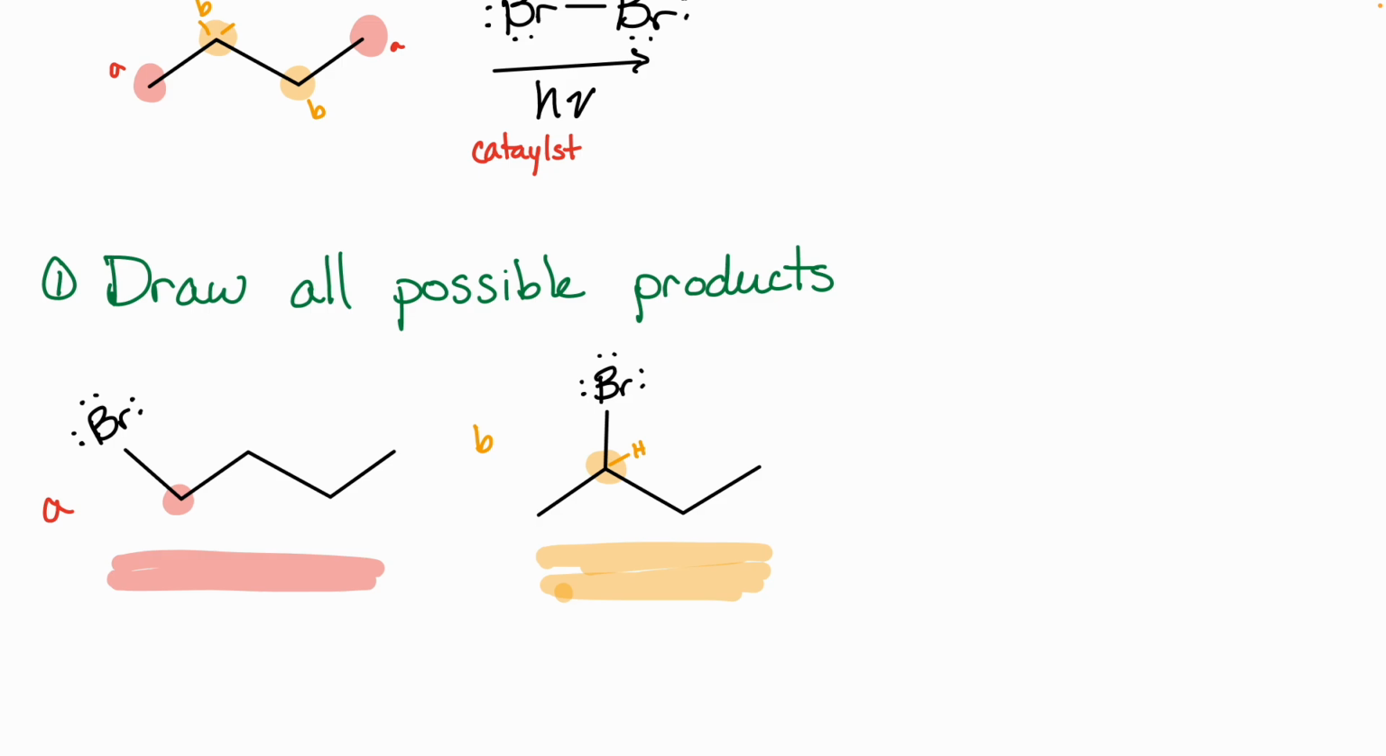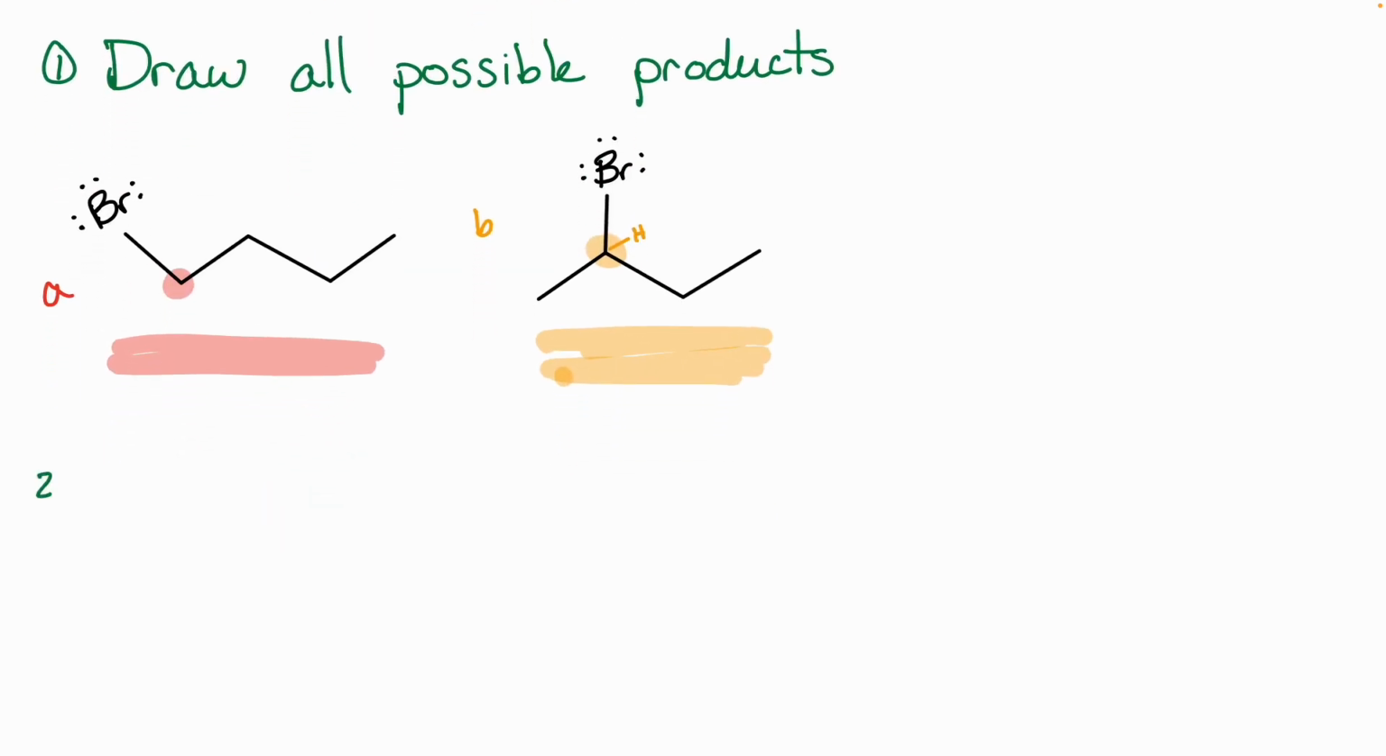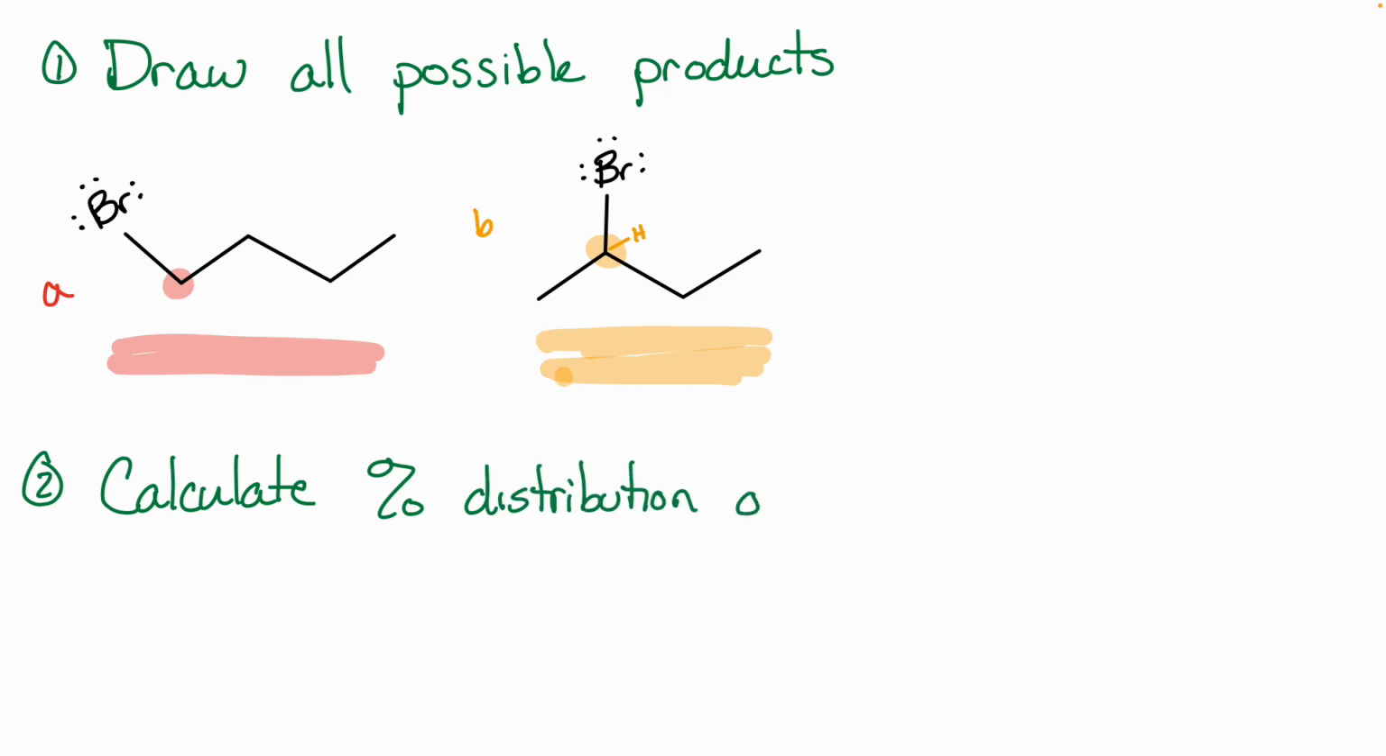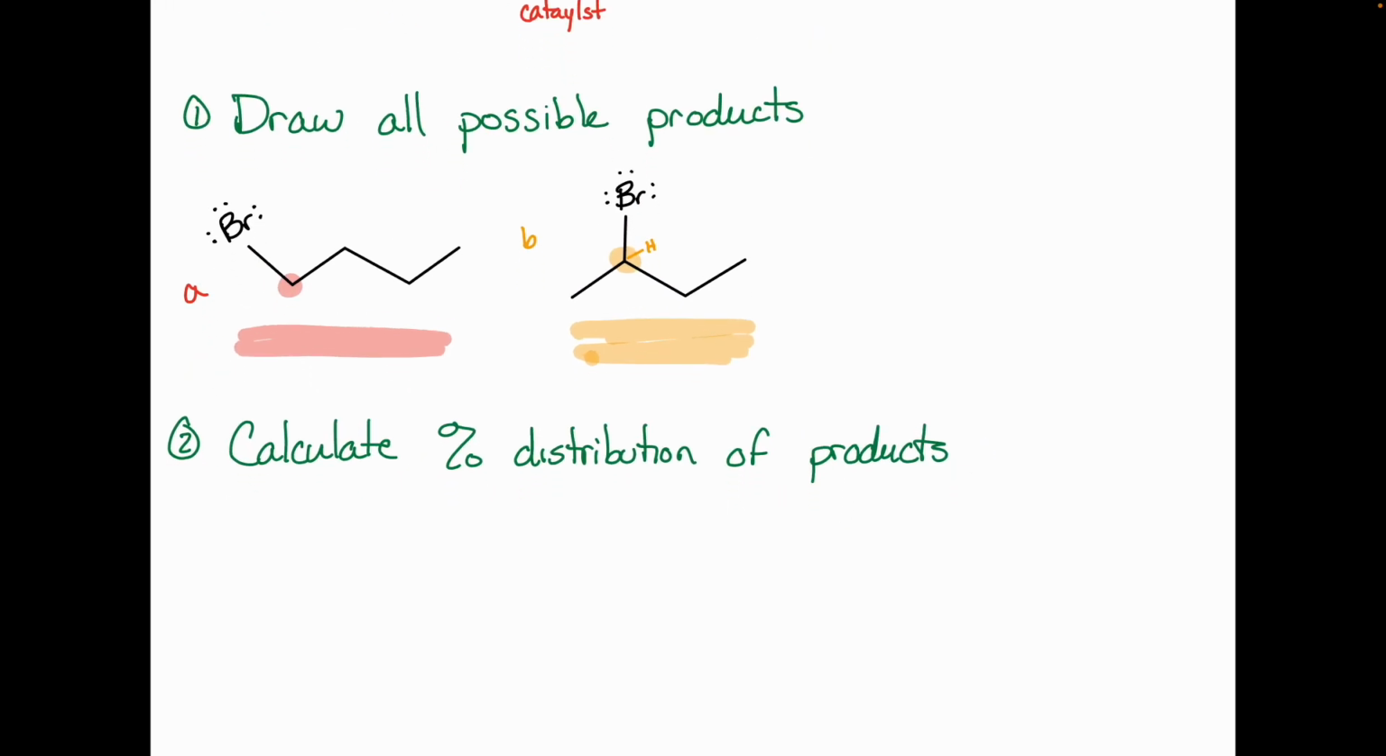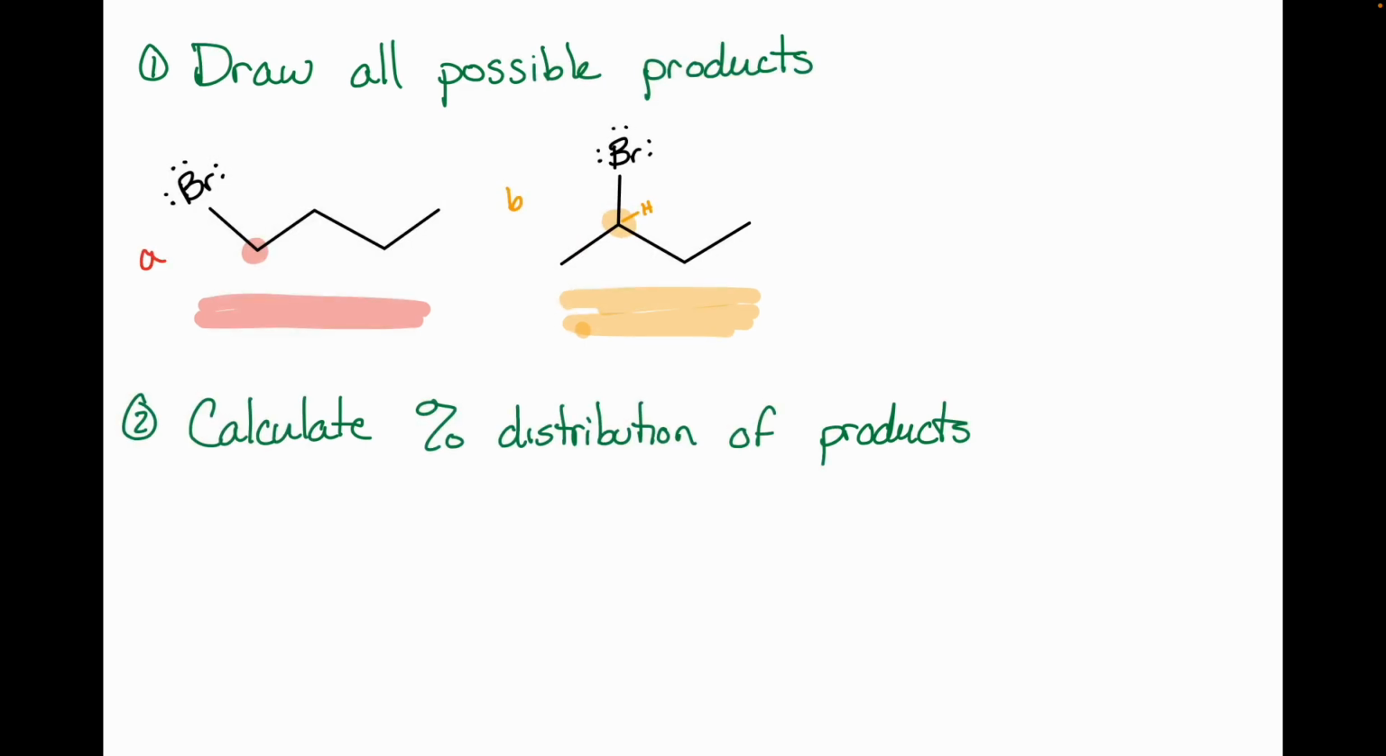All right, but now we're going to calculate our percent distribution or composition. Distribution is probably more correct. Anyways, of products. So I don't want to just say that these are my two products. I want to say I'm going to get 30% of this guy and 70% of the other guy, or whatever it may be, whatever the math works out to. Okay?